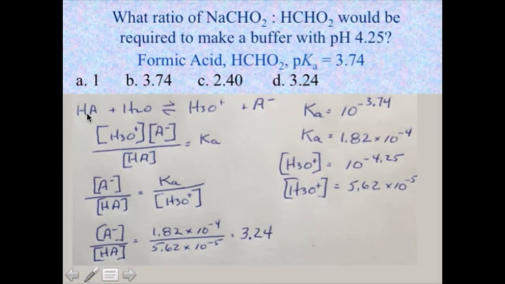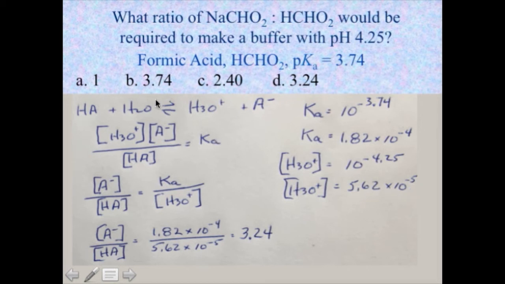The equation is weak acid plus water yields hydronium plus conjugate base. We convert first off our pKa of 3.74 into the actual Ka, 1.82 times 10 to the minus 4, by taking the negative anti-log of 3.74. And we do the same with the pH of 4.25. The negative anti-log gives us a hydronium ion concentration of 5.62 times 10 to the minus 5.